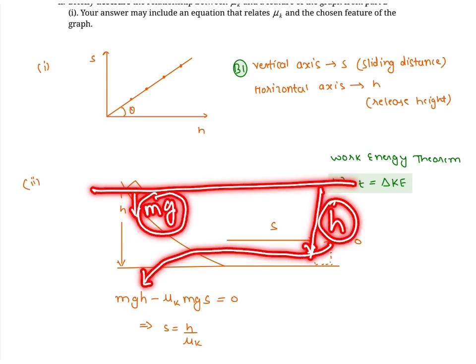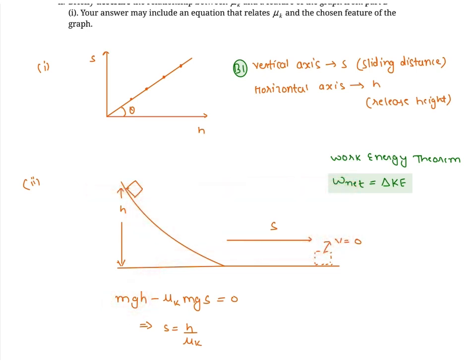So we have written it here. So this is work done by mg. Work done by normal, you don't have to write. It will be nothing but zero.